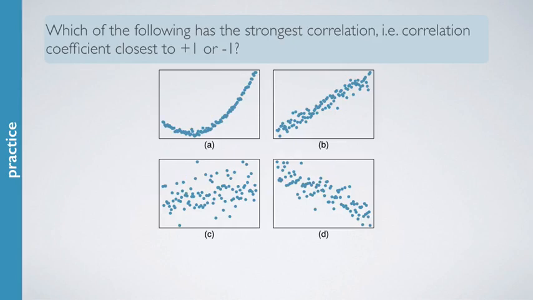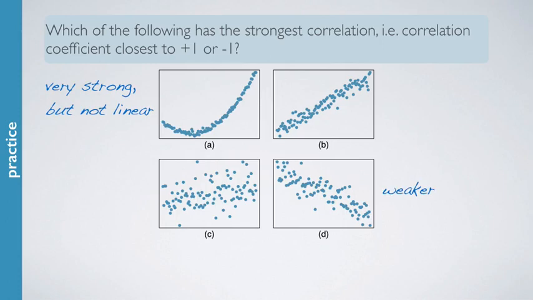Another practice question. Which of the following has the strongest correlation? In other words, the correlation coefficient is closest to positive 1 or negative 1. The first plot shows a very strong relationship, but the relationship is not linear. Remember that we can determine the strength of the relationship by looking at how much scatter there is in the data. Because there's very little scatter here, we can see that the relationship is strong, but once again, we wouldn't expect the correlation coefficient to be very close to positive or negative 1 because the relationship is not linear. And the correlation coefficient measures the strength of the linear relationship.